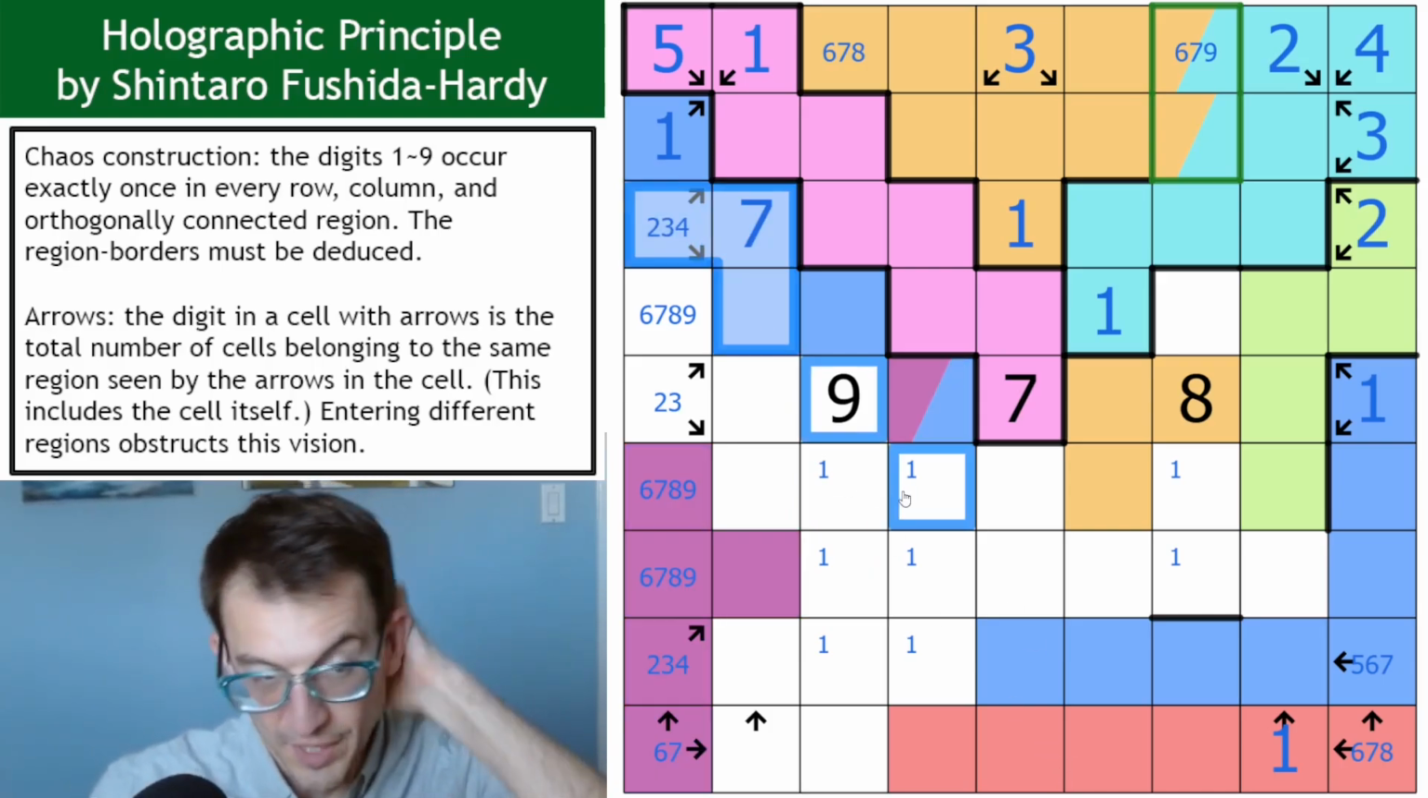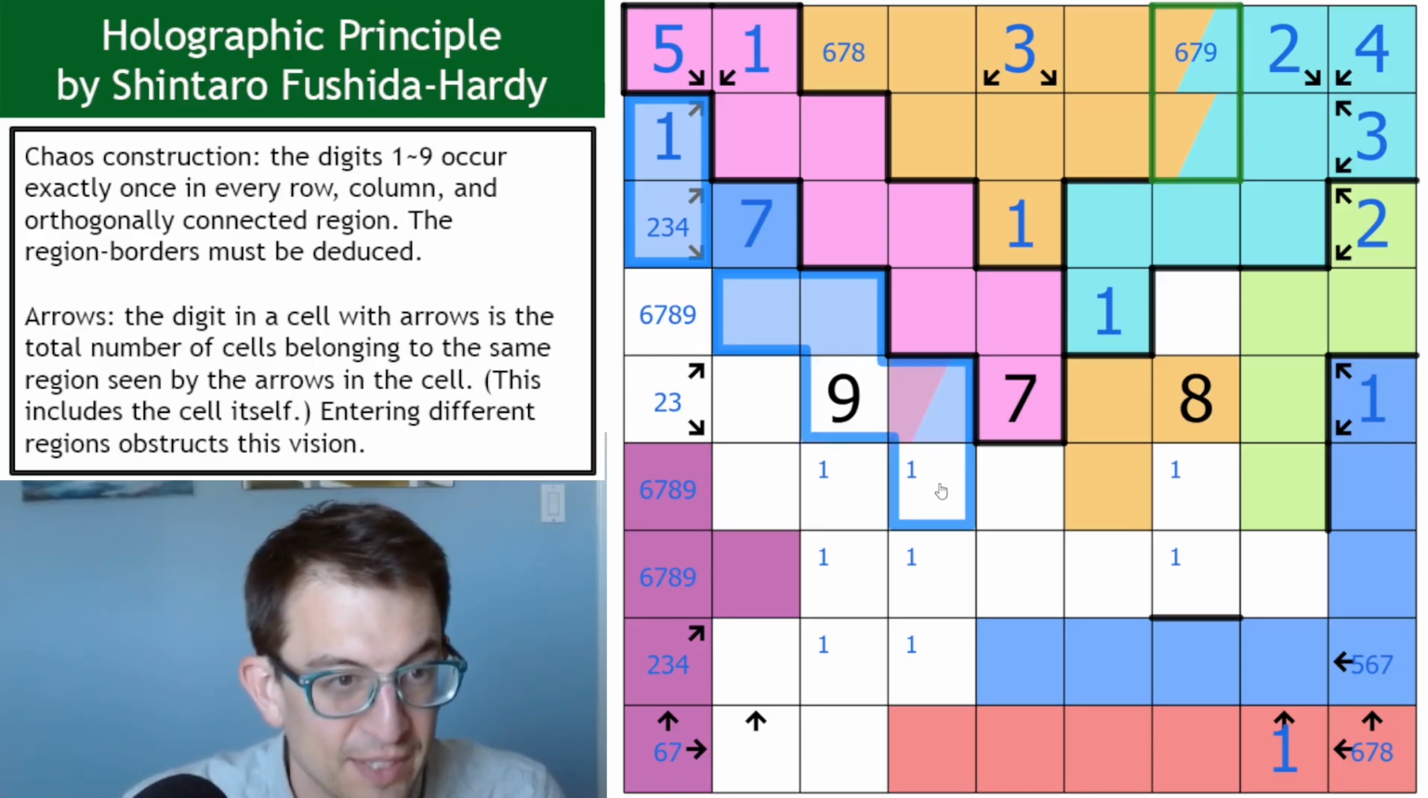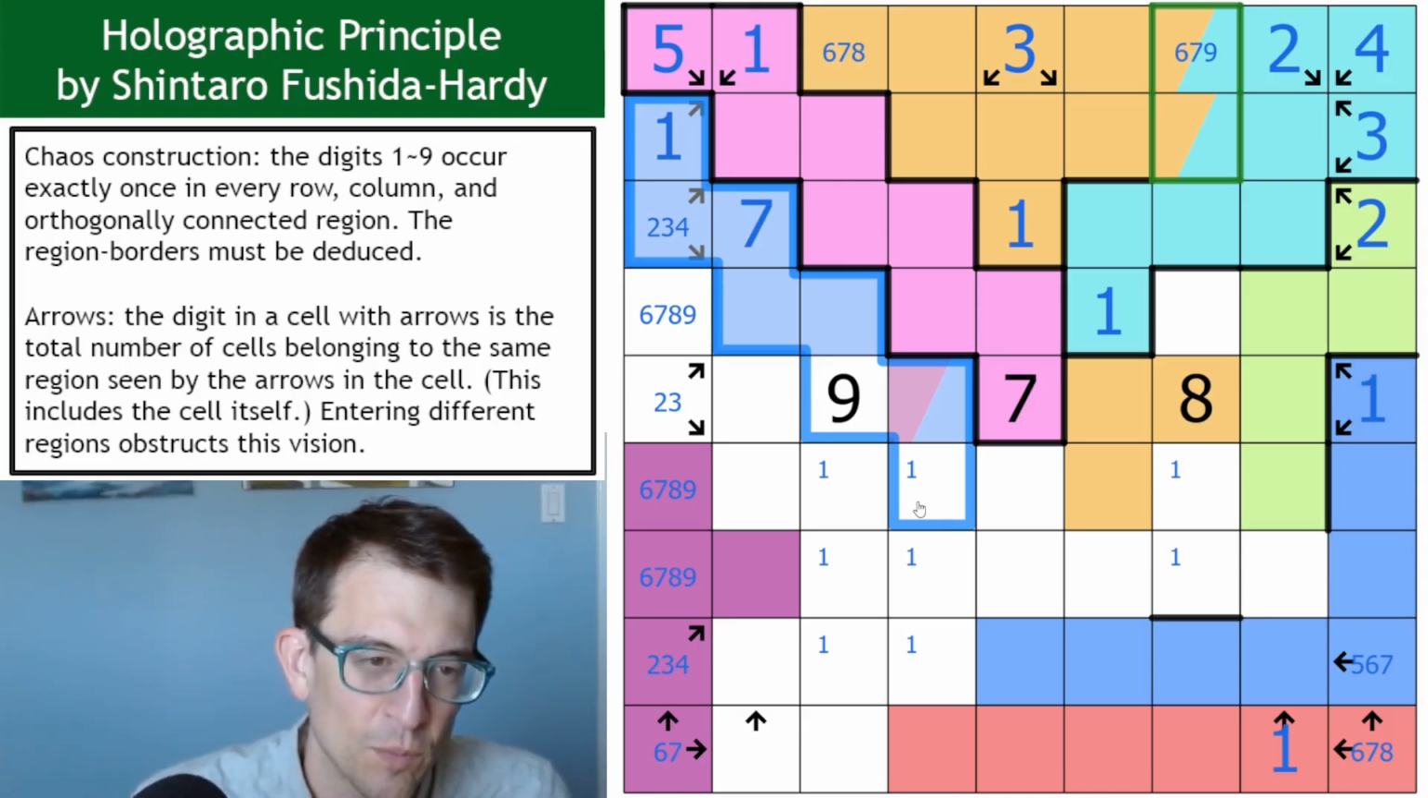Okay, can this be 4? If this is 4, we end up with exactly this pattern. Plus 1 more. What's my plus 1 more?